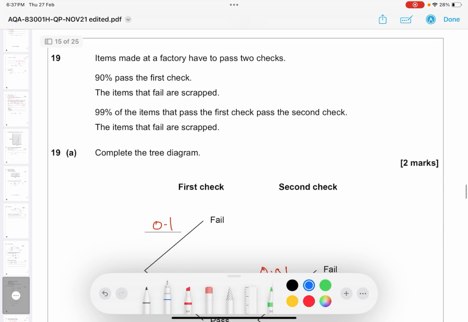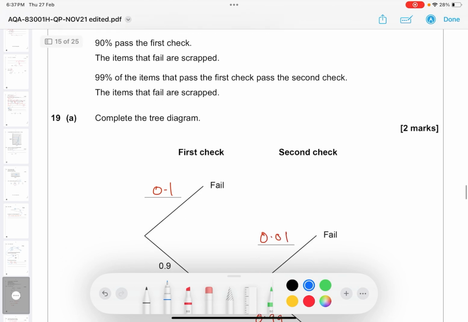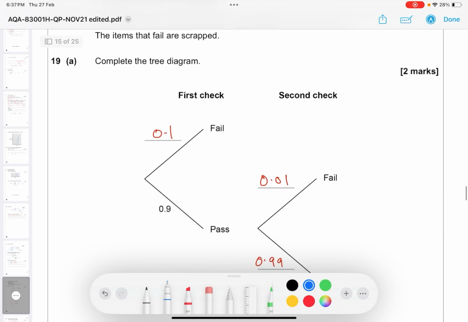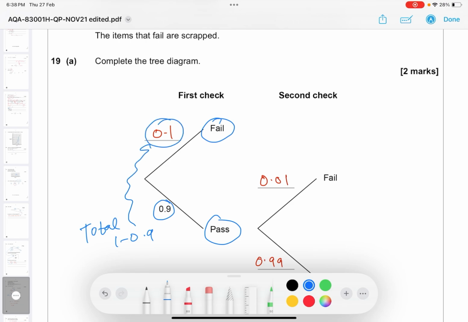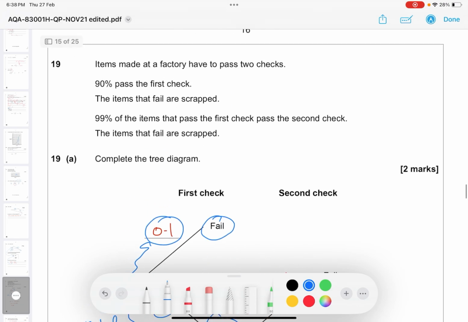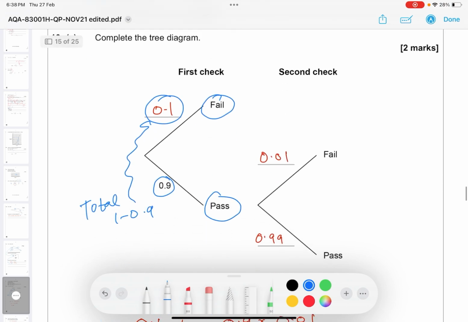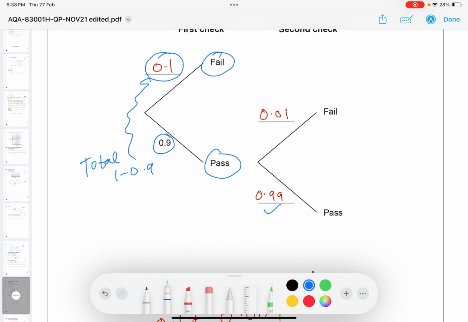Items made at a factory have to pass two checks. 90% of items pass the first check; items that fail are scrapped. 99% of the items that pass the first check pass the second check. The items that fail are scrapped. Complete the tree diagram. First check: fail and pass. So the probability of pass is 0.9. Total probability is 1, so just subtract 1 minus 0.9 to get 0.1. For the second check, the passing probability is 99%, that is 0.99. Just subtract it from 1 and you will get the probability of fail.